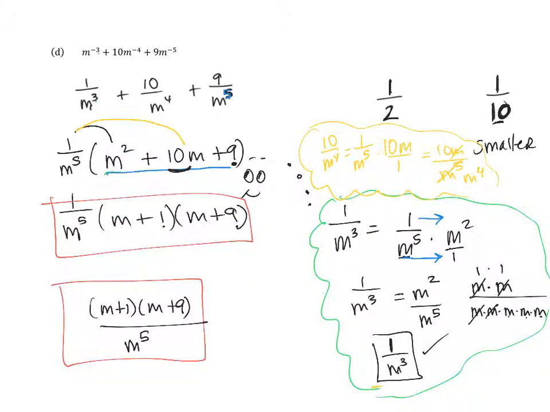All right, let's look at what we did. We factored out the smallest term, which is that 1 over m to the 5th. Out it came, and then we looked to see, can we factor what's left over? In this case, we could. All right, and that's done.